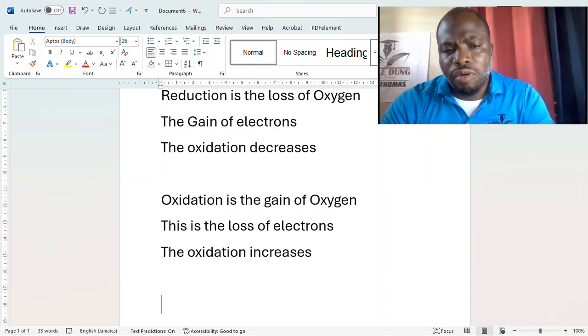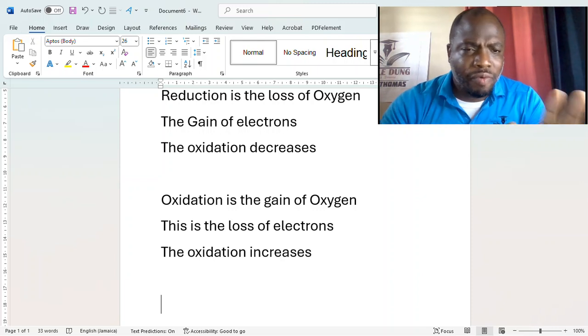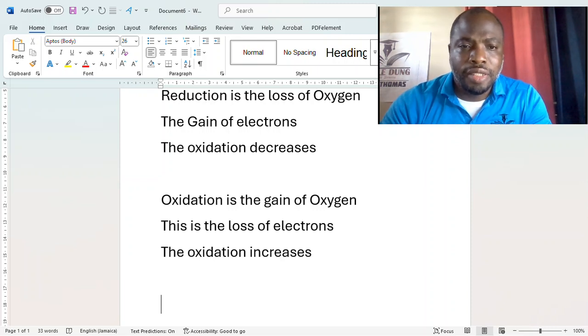So now we have the concept of both. And if you really look at the two concepts, reduction and oxidation, you would have noted that they're basically opposite. And so if you can remember one as a student, you should be able to know the other. So if you know what reduction is, automatically you should know what oxidation is, because oxidation is the opposite of reduction.